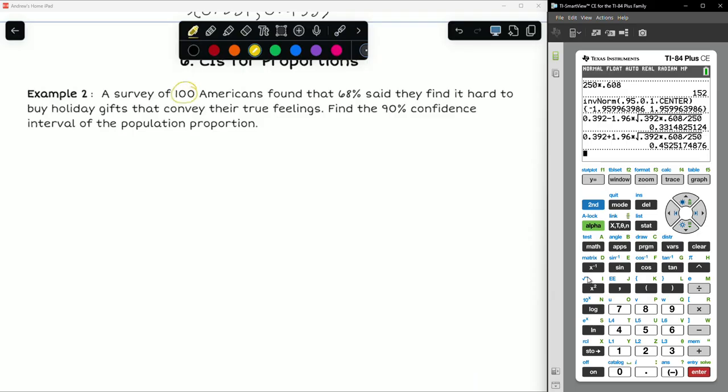So I see 3 numbers, 100, 68, 90. The 90 is tied to find a confidence interval, so that must be my confidence level. The 100 is tied to a survey of 100 Americans. That sounds like a sample size. So the 68% must be my sample proportion, and in this case, it is a sample proportion of people who find it hard to buy holiday gifts that convey their true feelings.